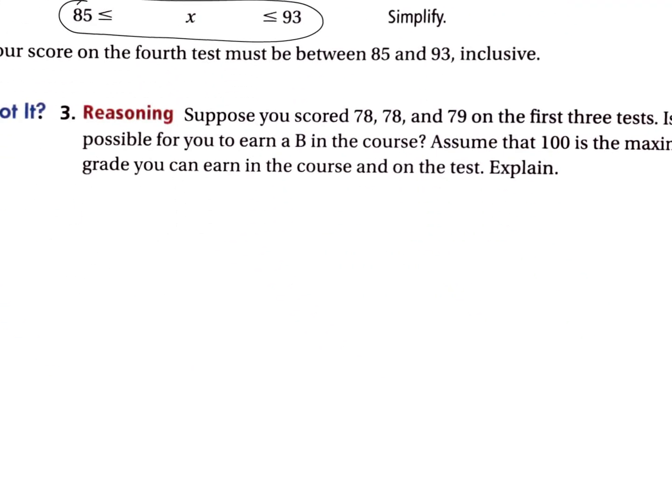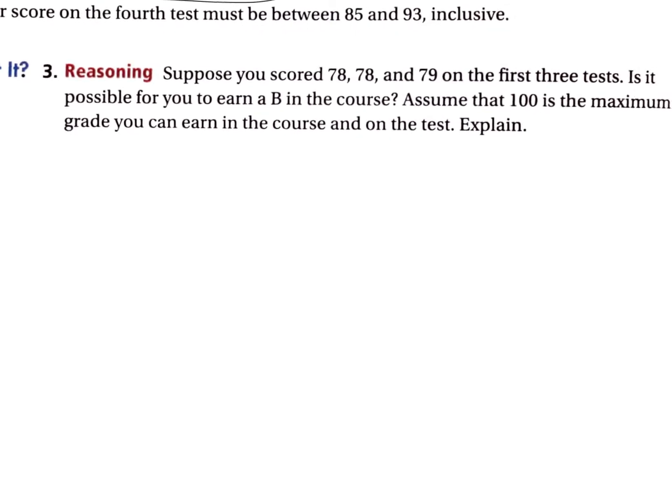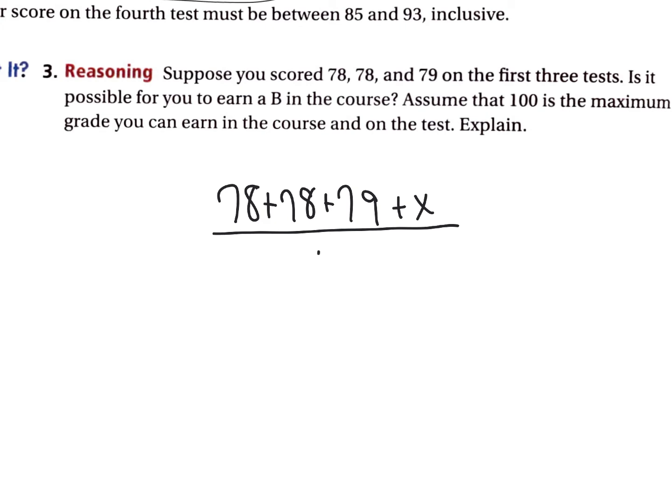So if you look at the got it 3, they've got a similar scenario. If you had a 78, 78, and a 79 on 3 tests, is it possible for you to earn a B in the class? Assume that 100 is the maximum grade you can earn. Okay, so we're trying to find our 4th test so that when we average those 4 grades, we earn a B. So we want it, once again, to be between 84 and 86.